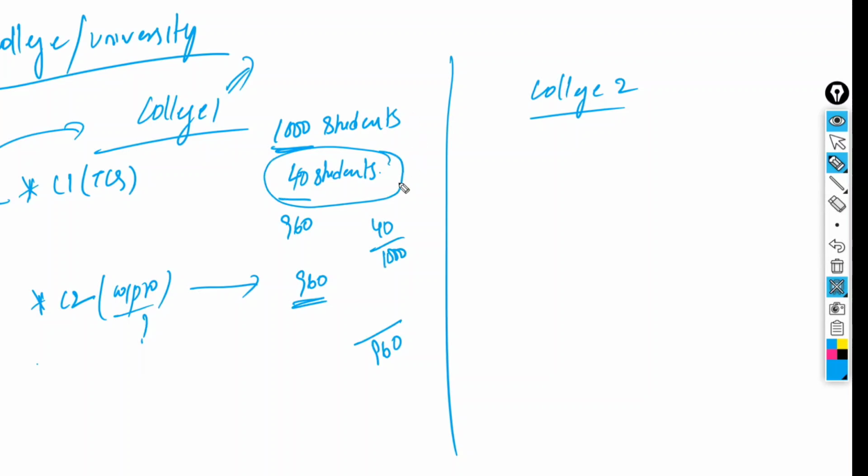Means out of 1,000 students, the 40 students who already got selected, why did they get selected? They have good knowledge. You are sharing the good students with TCS, and the remaining waste students you are sharing with us. Wipro will feel in this way.